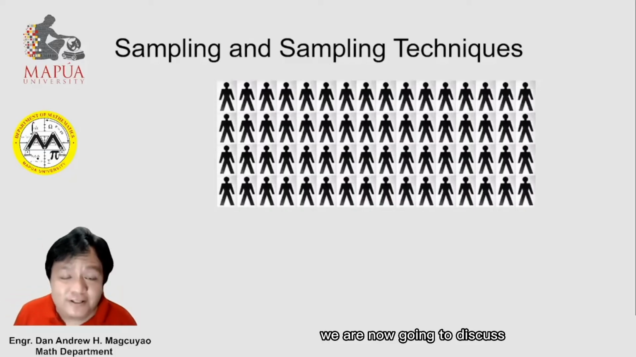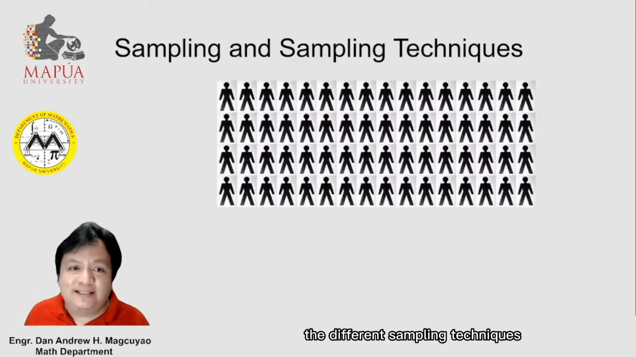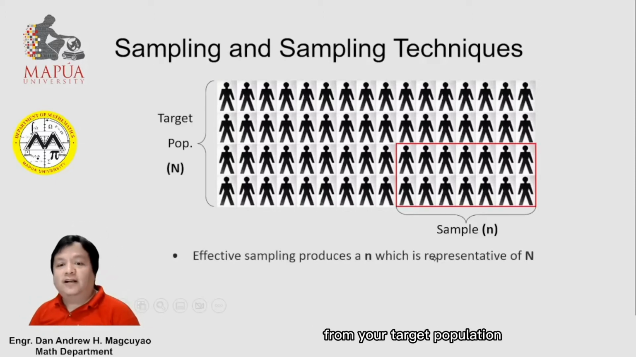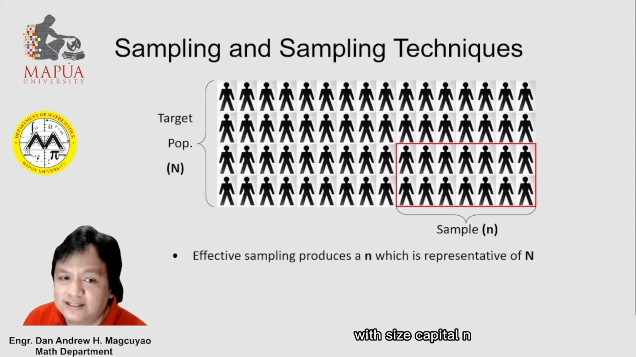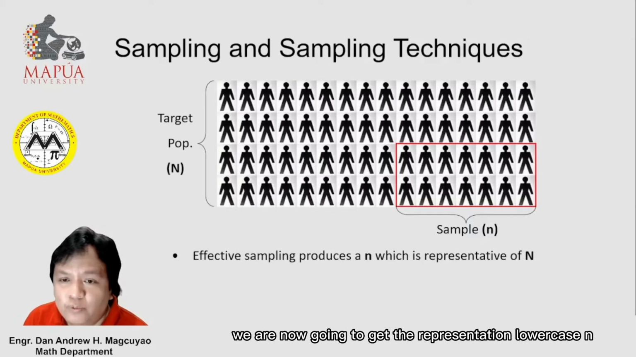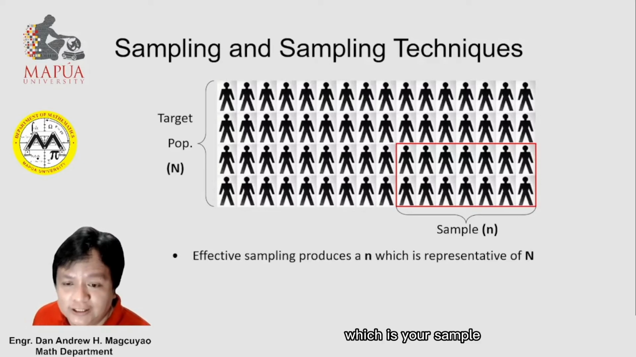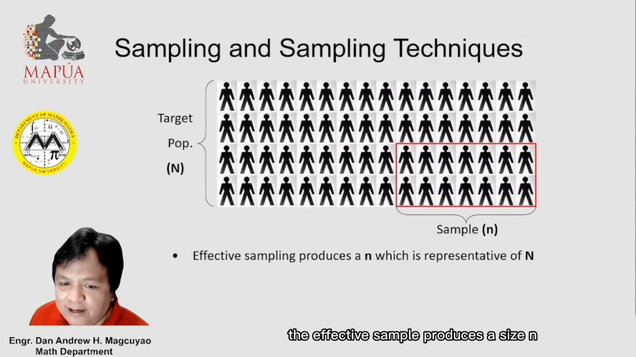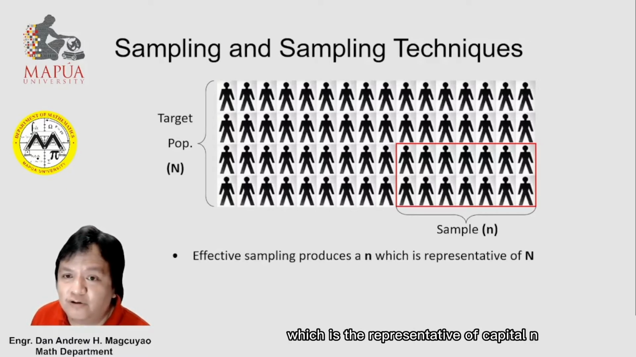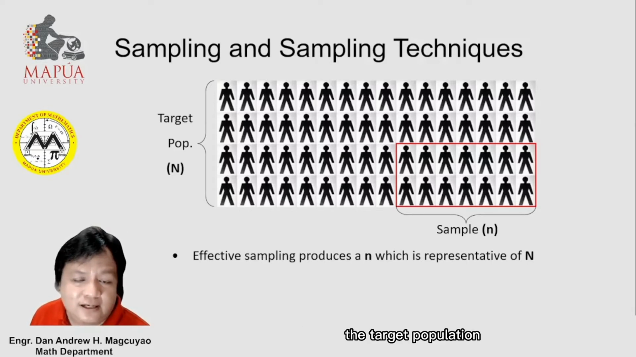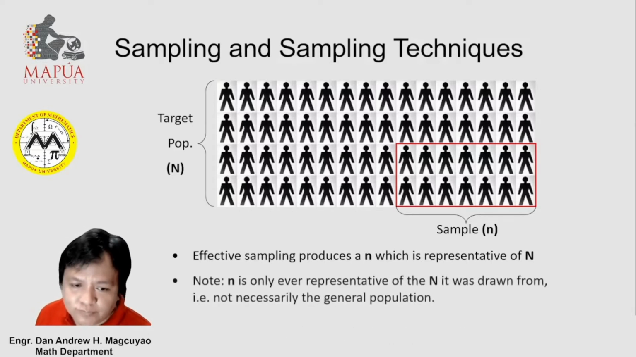We're now going to discuss the different sampling techniques. From your target population with size capital N, we are now going to get the representation lowercase n, which is your sample. The effective sample produces a size n, which is the representative of capital N, the target population.